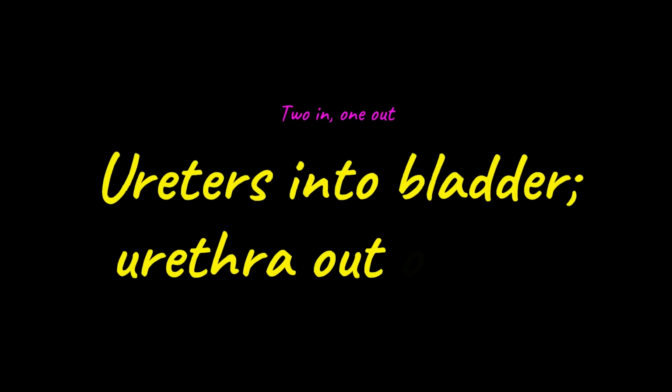The simplest anchor for exam day: two ureters carry urine into the bladder, and one urethra carries it out of the body. If a question mentions carrying urine from the kidney or a descending muscular tube, that is the ureter every time.